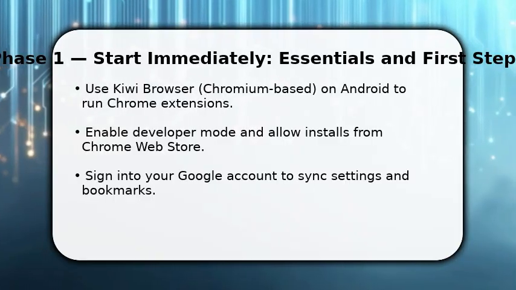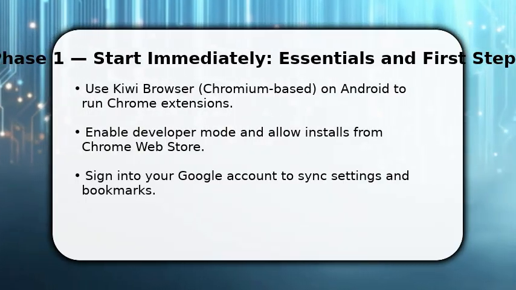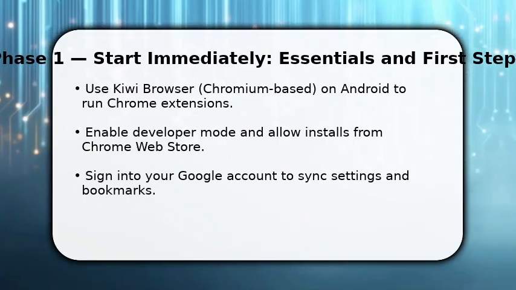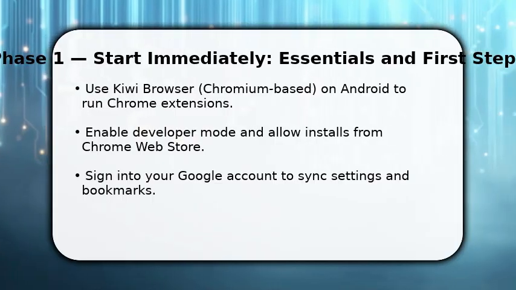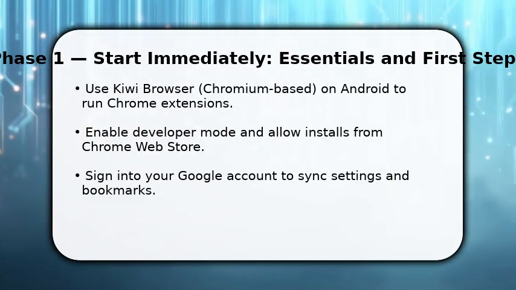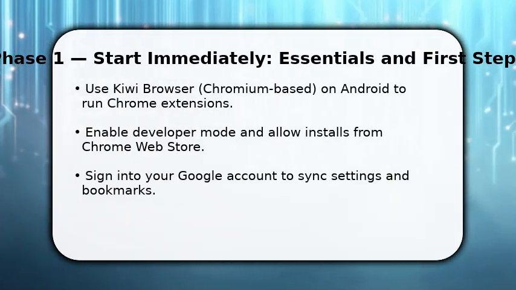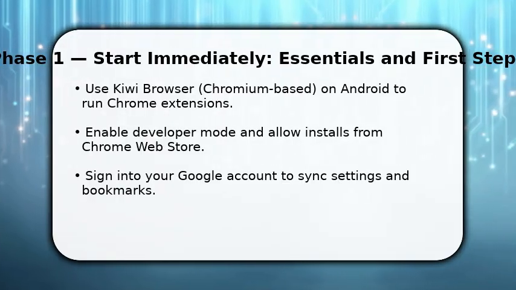You need a browser that supports Chrome extensions. On Android, install Kiwi. Once installed, open Kiwi and navigate directly to the Chrome Web Store. This is where you add extensions. Make sure you sign into your Google account so settings and bookmarks sync. This saves time later. You'll grant permissions when prompted, so be ready to accept site access and background activity.